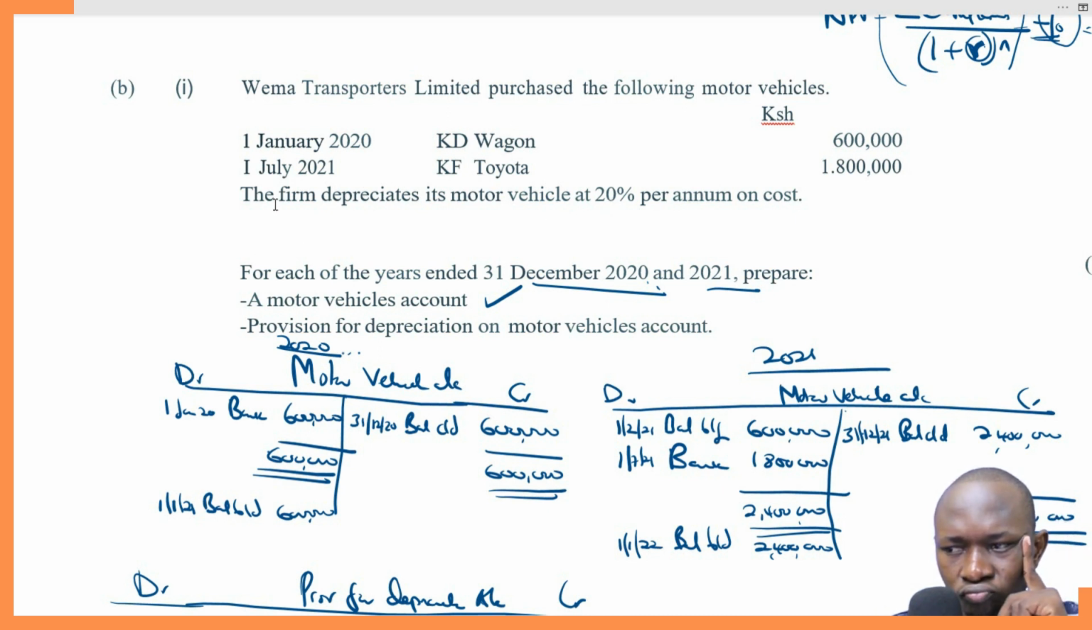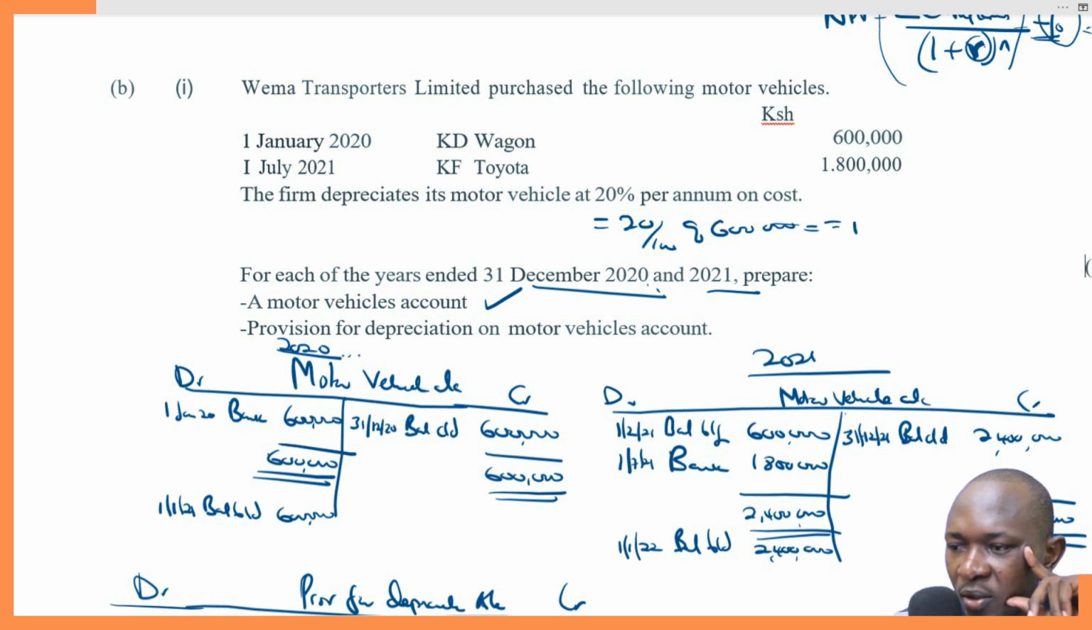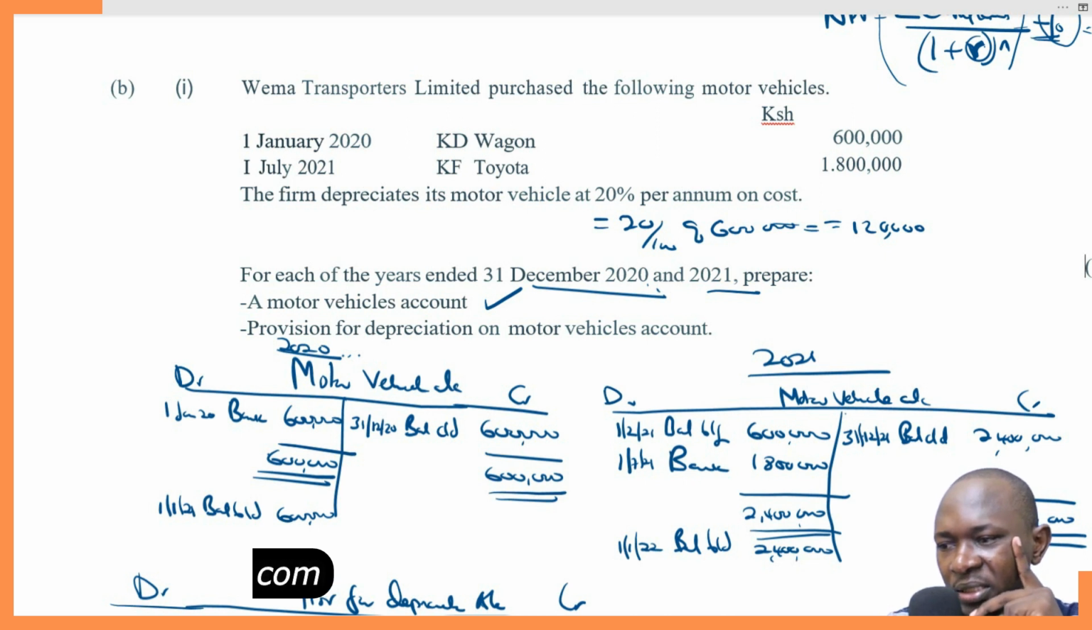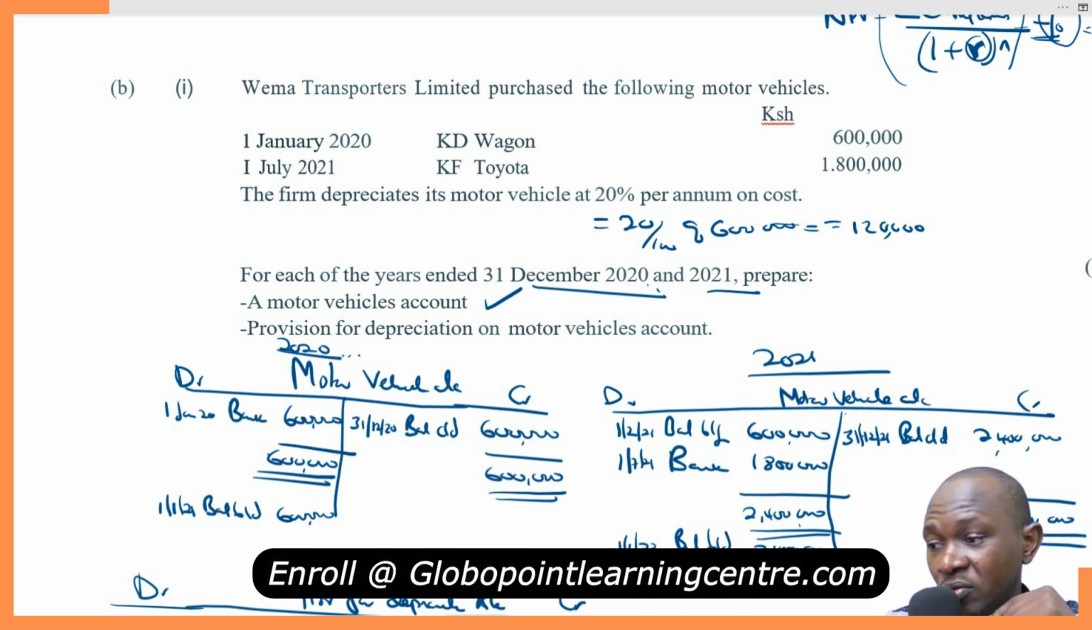So the first year, because it will depreciate by 20%, it will be 20% of 600,000. 600,000 is the cost of the motor vehicle. So this gives us 12 and the 4 zeros, 120,000. Yes, 20% of 600,000 is 120,000.